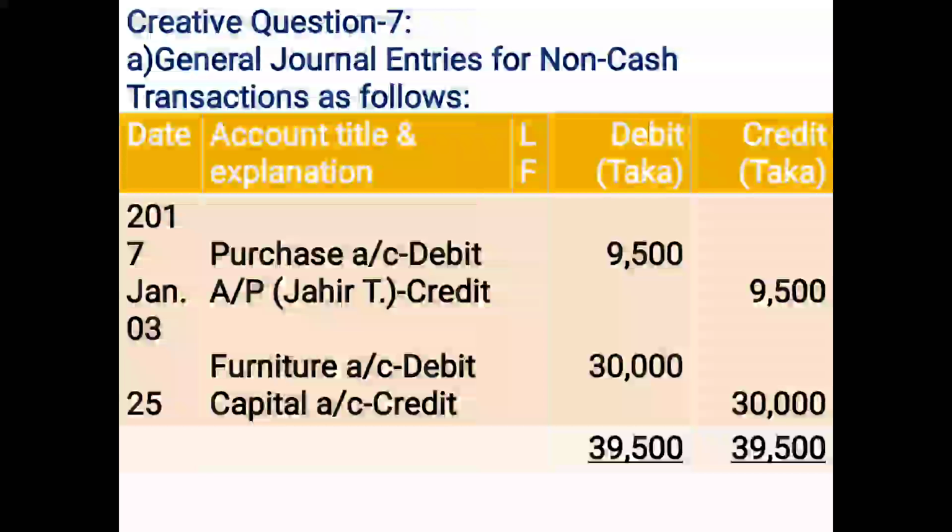Another non-cash transaction is January 25. Furniture purchased for business by the owner with his personal fund or personal money taka 13,000. Dear learners, this transaction is related to the business. It is related to two accounts: the first one is furniture account, the second one is capital. So this one is a non-cash transaction. Now you can write in the general journal entries: furniture account debit, capital account credit.